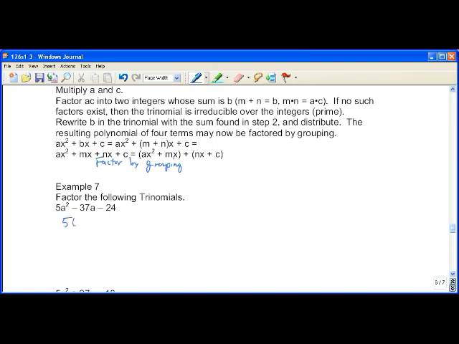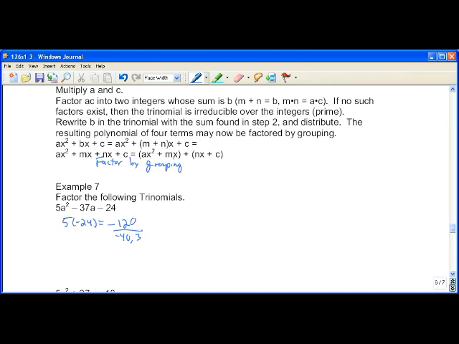Okay, so we have 5 times negative 24, which is negative 120. So we need to look for factors of negative 120 to add to be negative 37. What are factors of negative 120 to add to be negative 37? What jumps out for me for 120, I think of like 4 and 3. And negative 40 and positive 3 would do it.